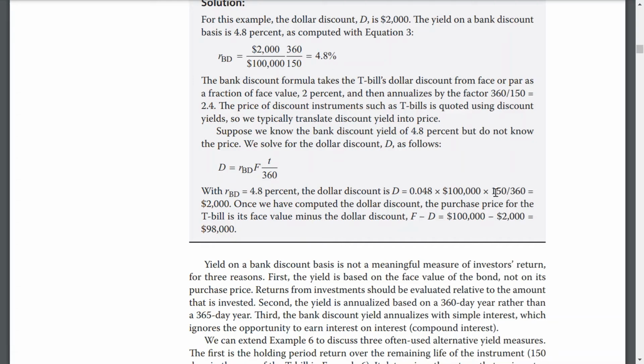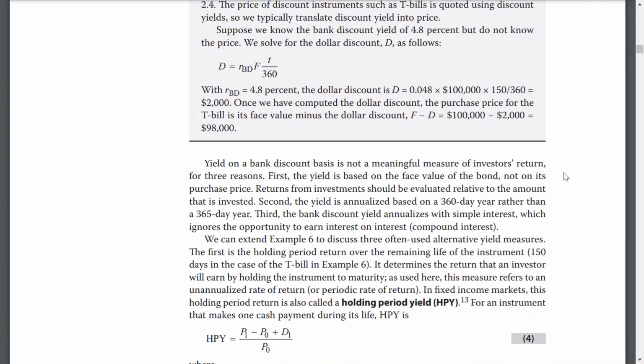Okay, so 150 divided by 360, which equals 2,000. Once we have computed the dollar discount, the purchase price for the T-bill is its face value minus the dollar discount. F minus D equals 100,000 minus 2,000, which is 98,000.